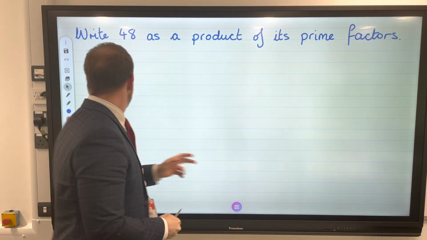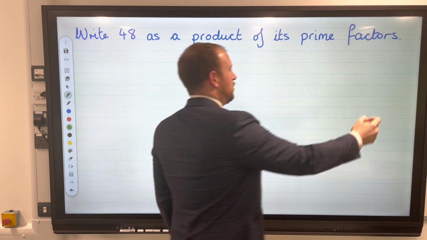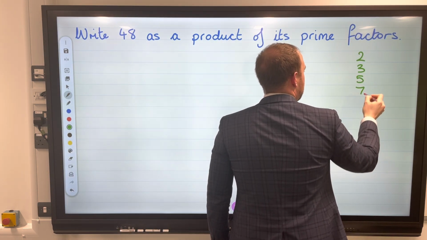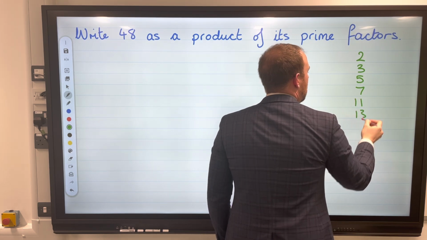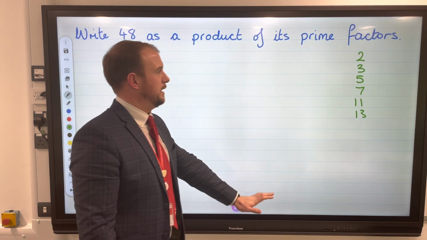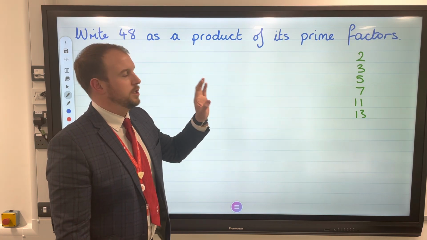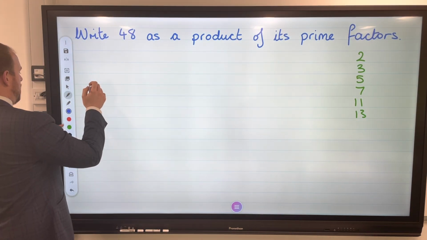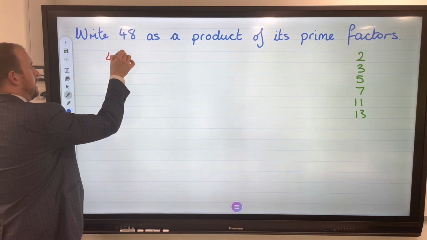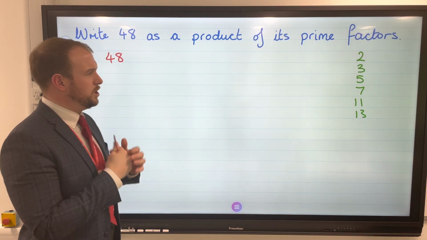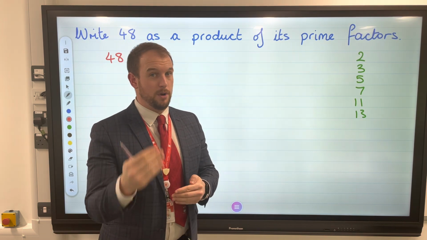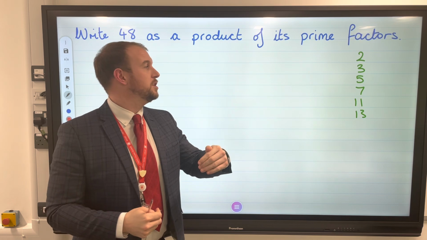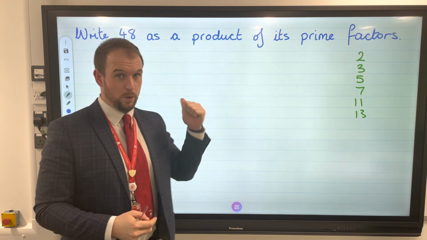So, on the side here, once again, I'm going to write down our prime numbers. 2, 3, 5, 7, 11, 13. Obviously there are more. I'm just going to keep those there as a mental note. So let's look at 48. I'm going to start up here and put the number 48. Which is the smallest prime number that is a factor of 48? Or which is the smallest prime number that goes into 48?